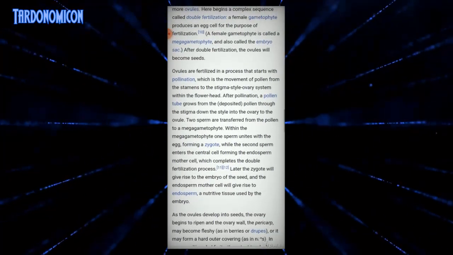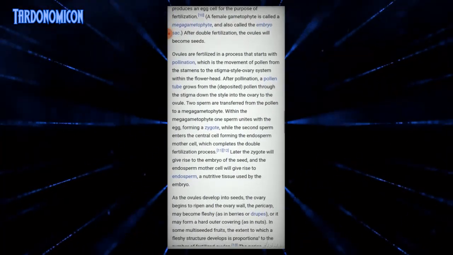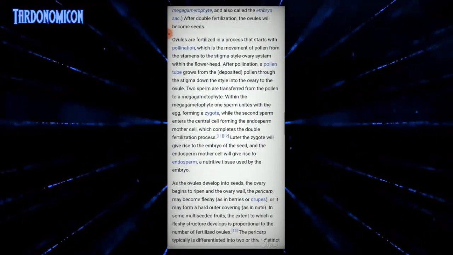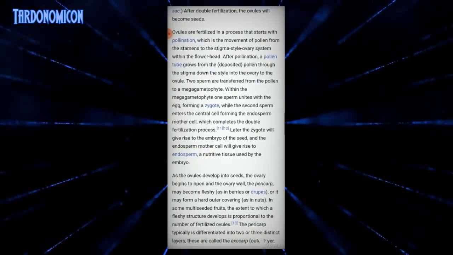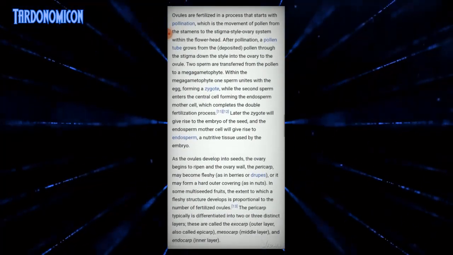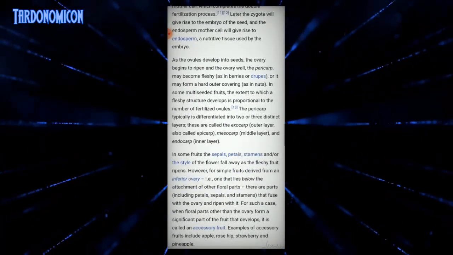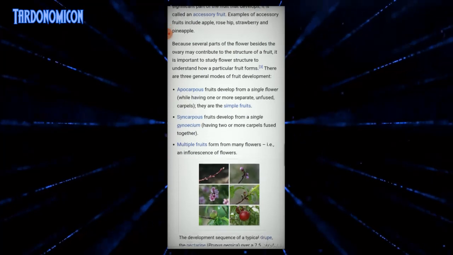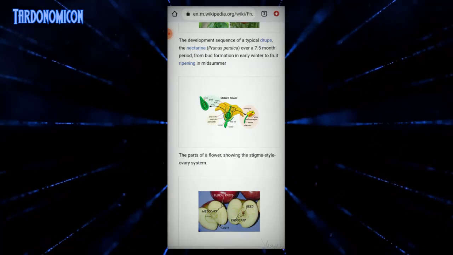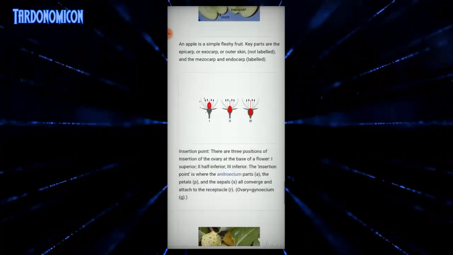Ovules are fertilized in a process that starts with pollination, which is the movement of pollen from the stamens to the stigma style ovary system within the flower head. After pollination, a pollen tube grows from the deposited pollen through the stigma down the style into the ovary to the ovule, and so on. Okay, it goes on. You can read this on your own. I don't really feel like going over botanical reproduction. The parts of a flower showing the stigma style ovary. This is the floral parts, that's showing an apple.